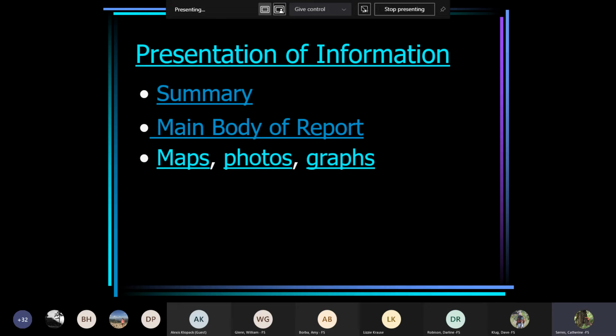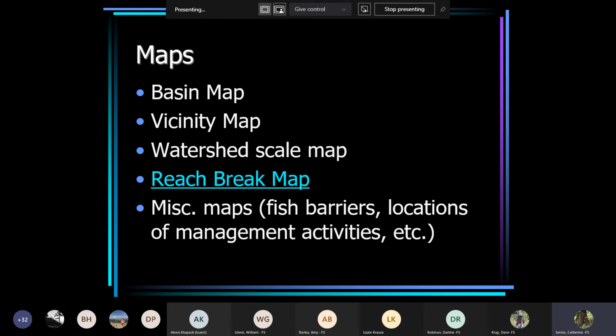Then you have maps, photos, and graphs. You can't really imagine how important it is to have a good map and photos, because that's really what tells the story of the stream. A map should go from the big to the little. So you should have a basin map, then go down to your vicinity map, watershed scale map, and then a reach break map, and then a map that has your different barriers, management activities, anything that you really saw that jumped out at you as being important things that somebody should know about.